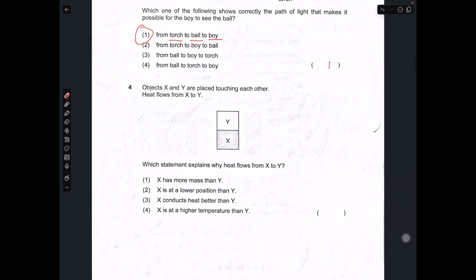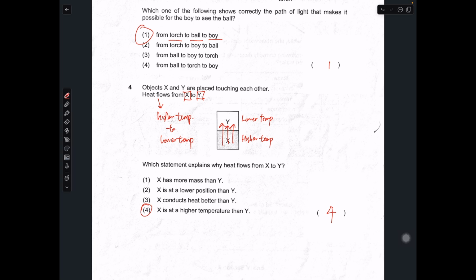Okay, object X and Y are placed touching each other. Heat flow from X to Y. So the heat flows in this way. The only explanation is that this is a higher temperature, then this is a lower temperature. Heat always flow from a higher temperature to lower temperature. That's how heat flows. So that will be number 4.